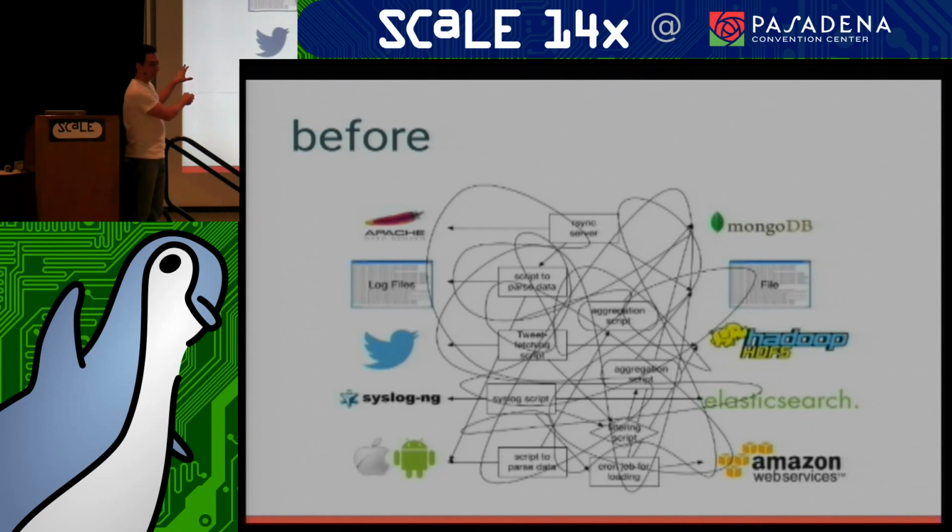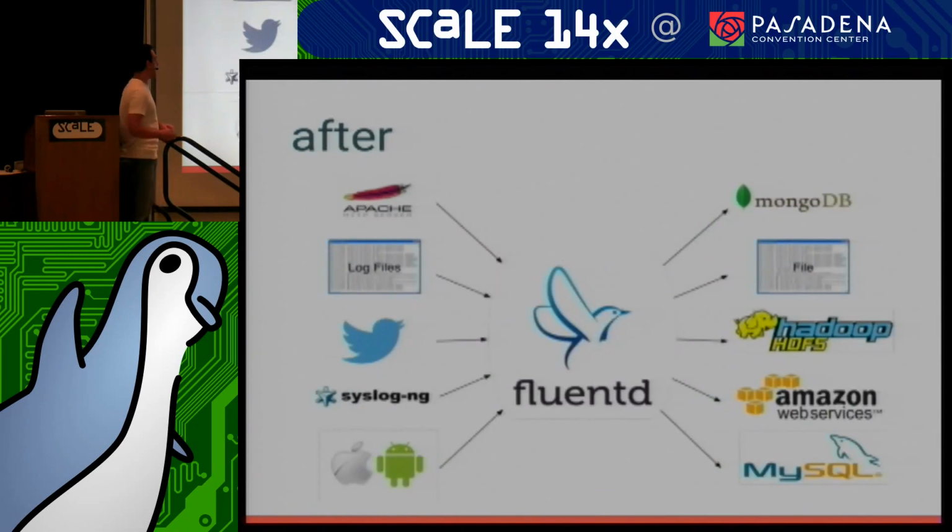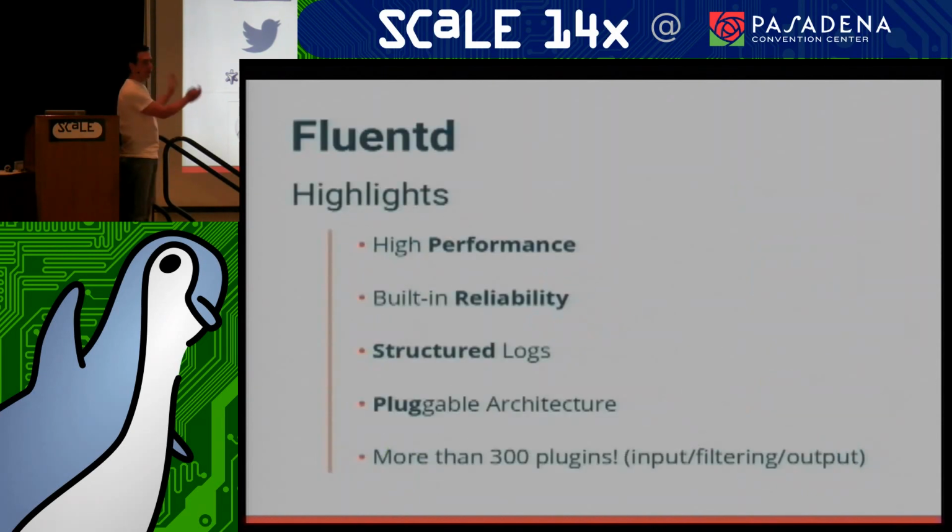This is what we had before. So with Fluentd, we aim to have this. Something cleaner and something that you can use in a real way. This is a real way. We have more than 1,000 users. Well, what about the features of Fluentd? Well, it's high performance. I could be lying. Try it yourself. Built-in reliability. We don't want you to lose data.